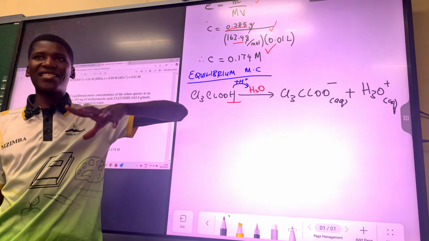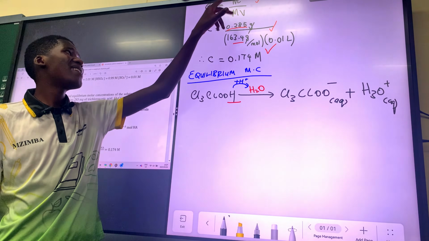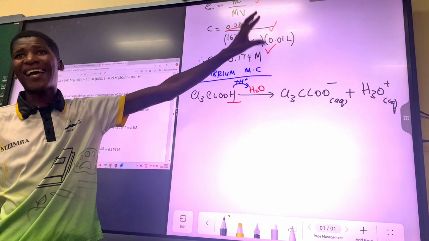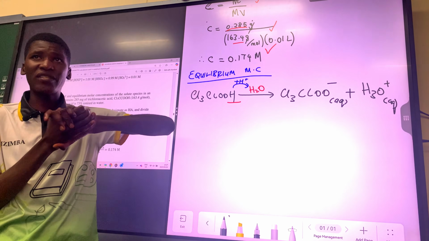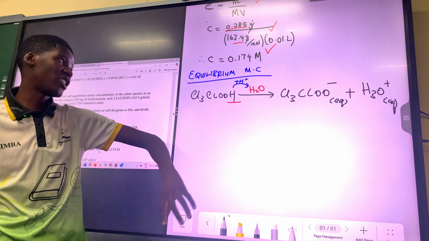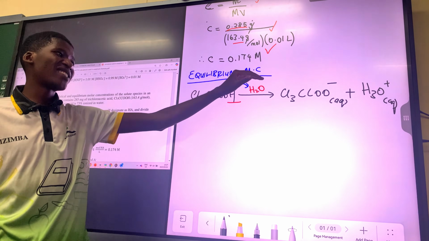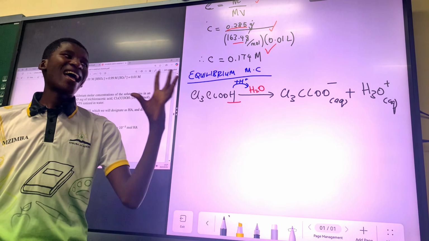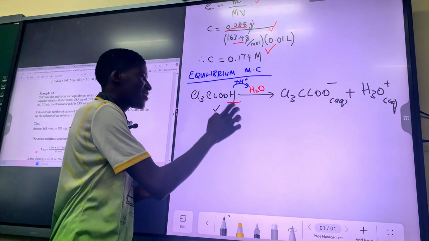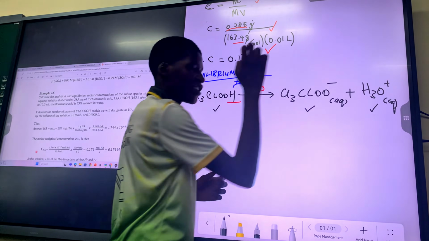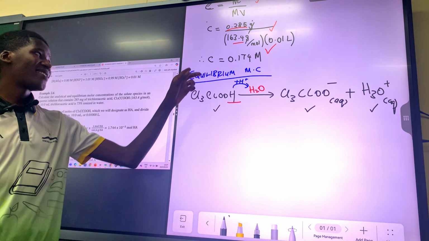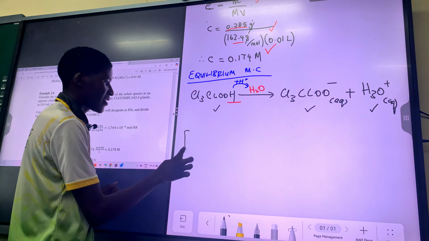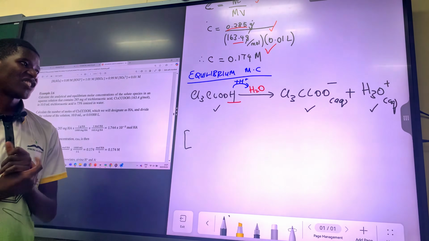You only found it just to see how much concentration you are going to get. That is the entire concentration of the solute in the solvent, in the solution. Equilibrium molar concentration: after the ionization, what is the concentration of this, the concentration of this, and the concentration of this? So C is the symbol for analytical concentration, but we use square brackets for equilibrium concentration.